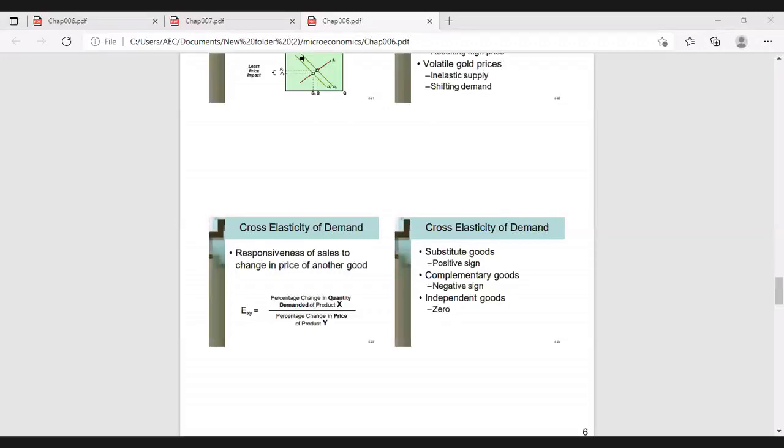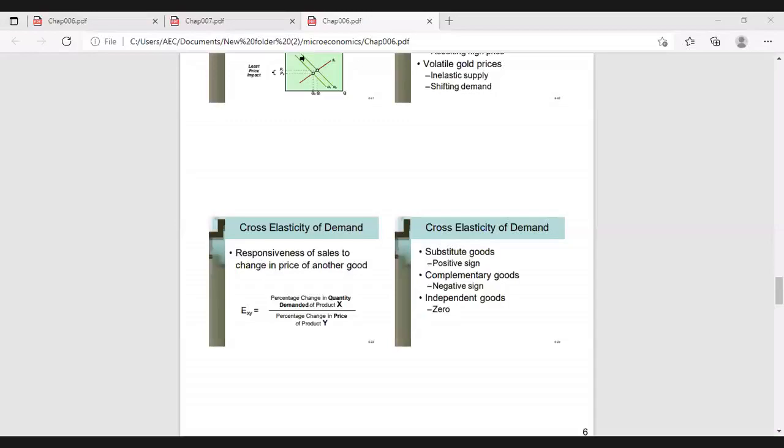So for a percentage change in another product's price, we look at the change in the percentage quantity demanded of X. This is cross price elasticity of demand. The other commodities are related to this particular commodity, so it depends on the relationship.